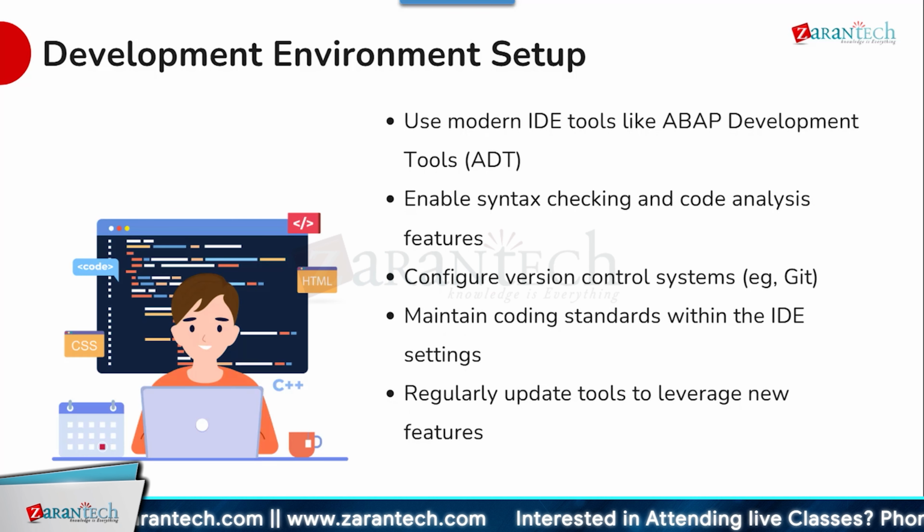Now, in today's fast paced tech world, having the right tool is very essential for successful software development. First, use modern IDE tools like ABAP Development Tools (ADT) for streamlined coding. These tools enhance your productivity and make coding much easier for you. Next, enable syntax checking and code analysis features to catch errors early on. This helps maintain clean and error-free code for you. And don't forget to configure version control systems like Git. It is crucial for tracking changes and collaborating with team members effectively.